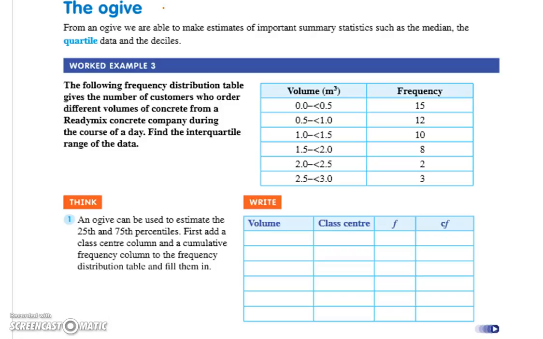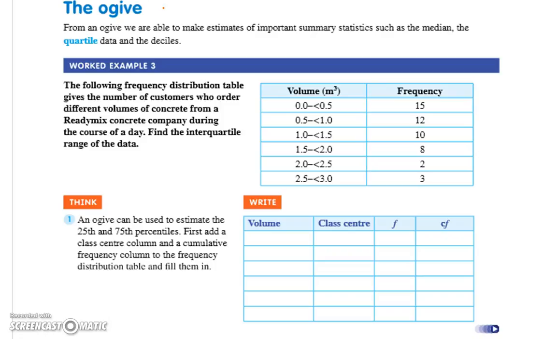All right. Okay. So what we're going to do in this worked example is we're actually going to create a cumulative frequency histogram. So we need to have a cumulative frequency one this time, and then we can create the ogive from that. So they've already given us the volume. They've given us the classes. So we've just got to copy the classes in there. They've given us the frequency, but what we don't have is the class center and the cumulative frequency.